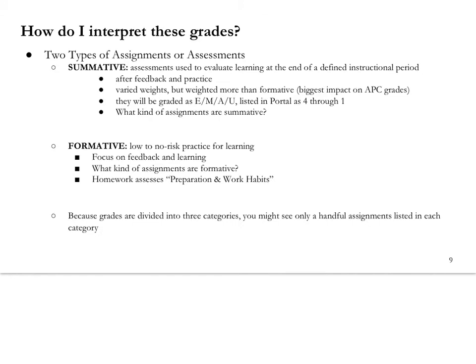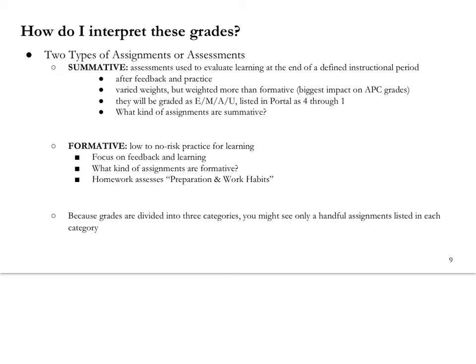Now we will transition into how individual assignments and assessments are graded. First, it's important to understand the difference between 2 main categories of assignments, summative and formative. Summative assessments can be categorized as assessments of learning. They demonstrate what students have learned. What kind of assignments are typically summative? Unit tests, papers, projects, science labs, and even some quizzes.